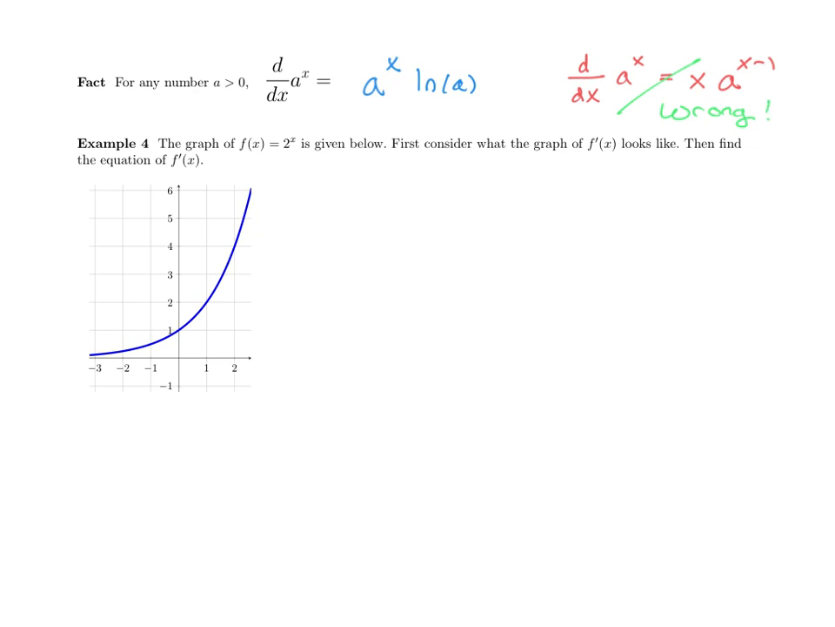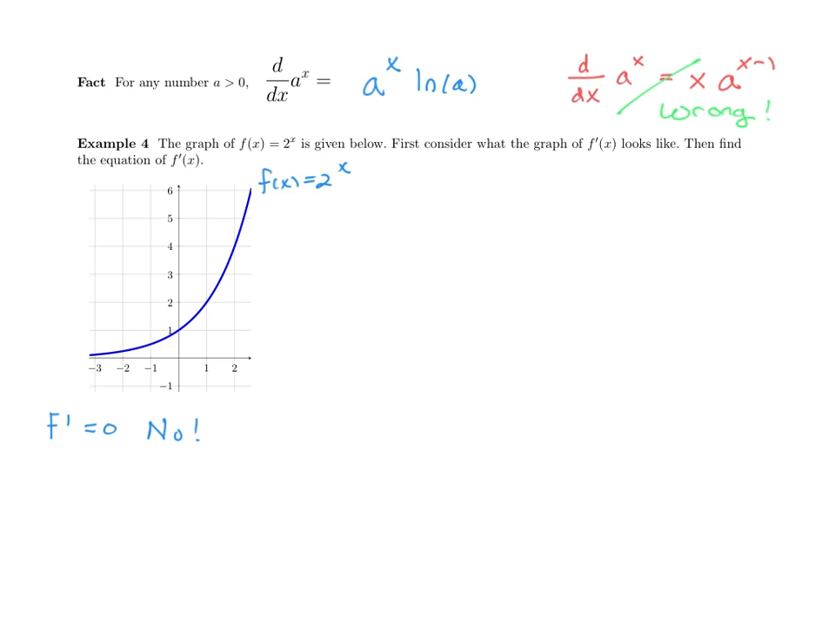Let's see what that looks like down here. The graph of 2 to the x is given below. That's this thing. I said let's first consider what the derivative looks like. And then can we use this rule to find the derivative? If you try sketching the derivative function, and I'll just mark this as f of x is equal to 2 to the x. Is the derivative ever 0? And the answer is no.